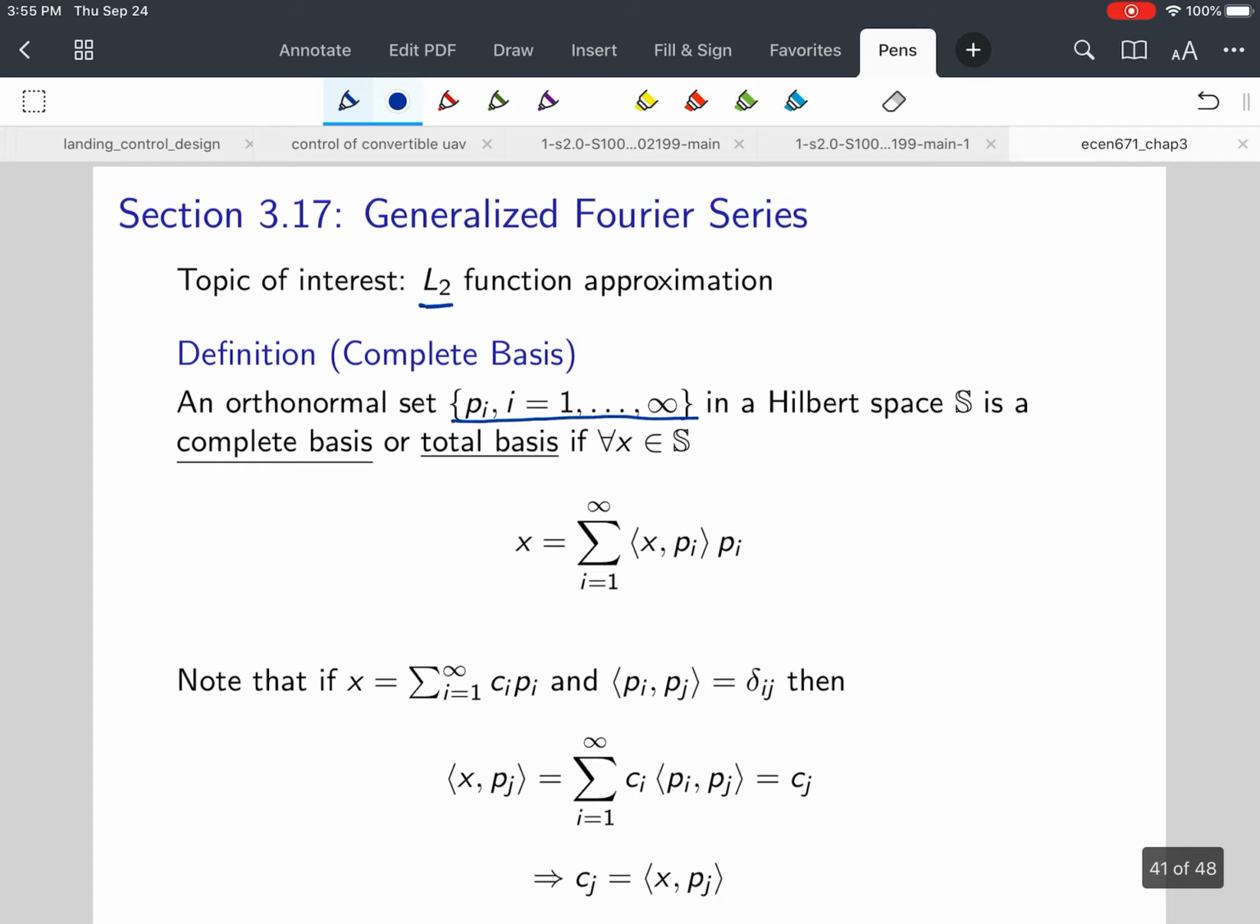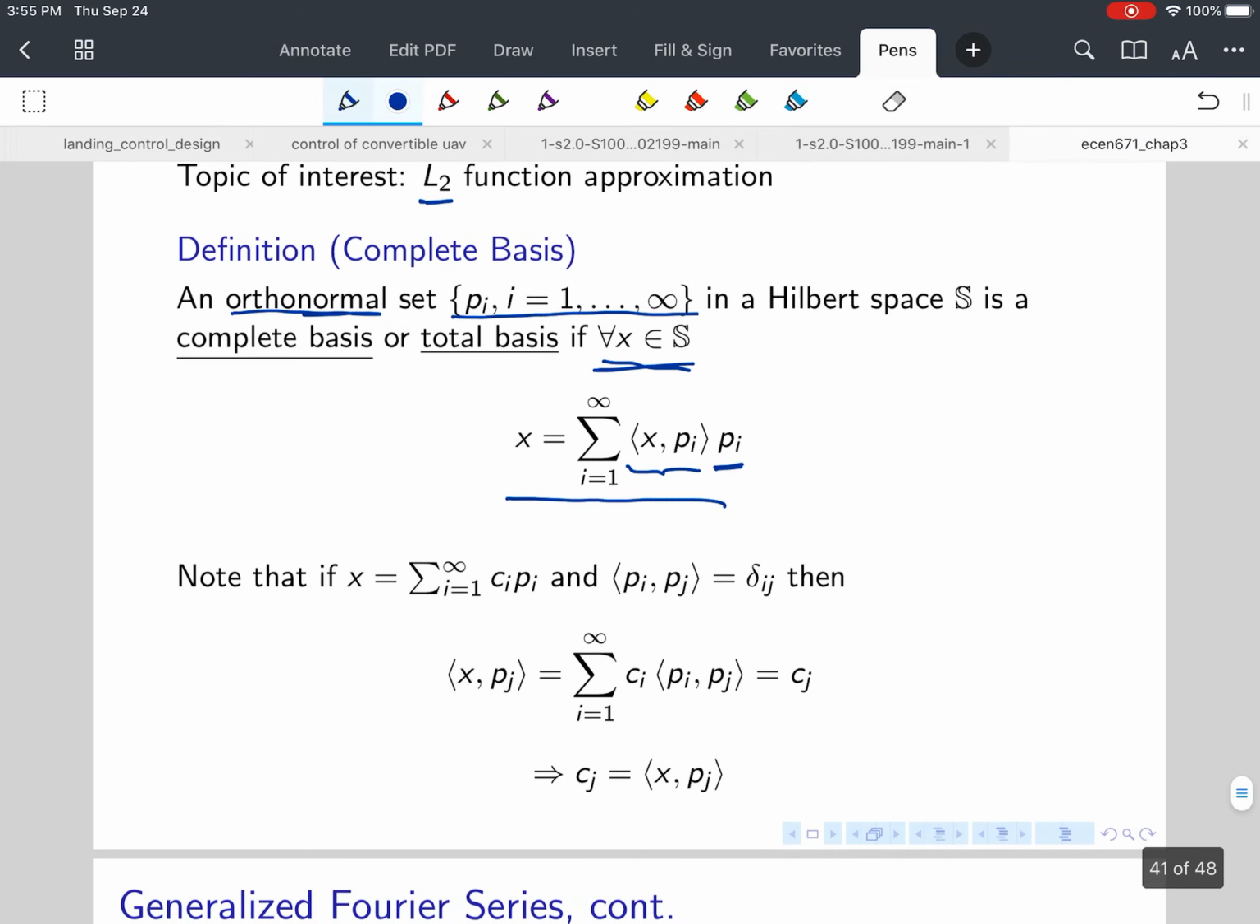This is, again, an orthonormal set of functions in a Hilbert space S is a complete basis or a total basis. This is different than the Hamel basis that we had before. If for every x in S, we can write x in terms of this series in our basis vectors, pi. And the coefficients here would be the inner product of x with pi.